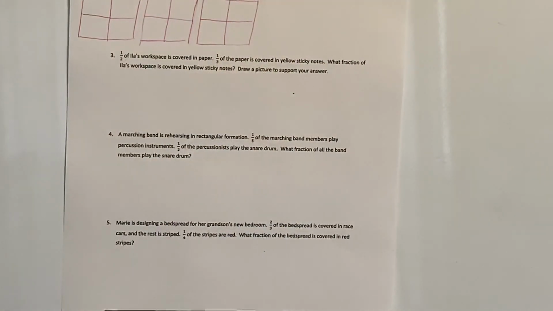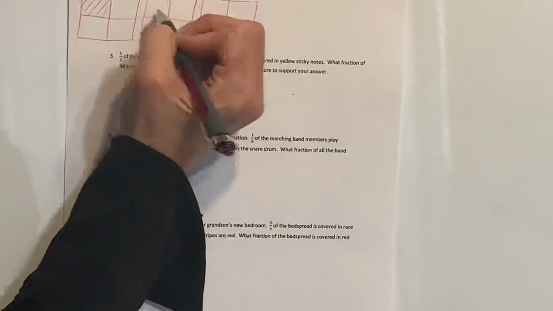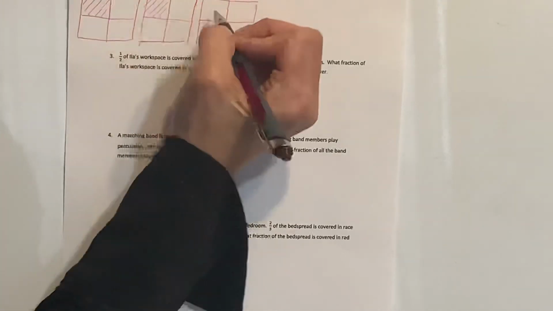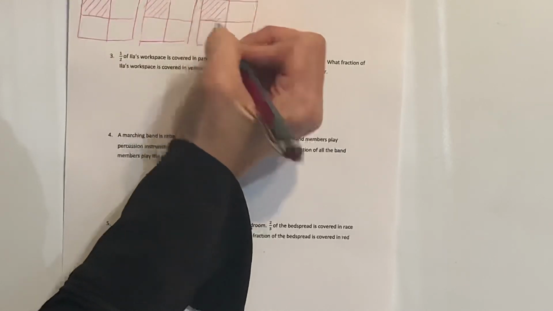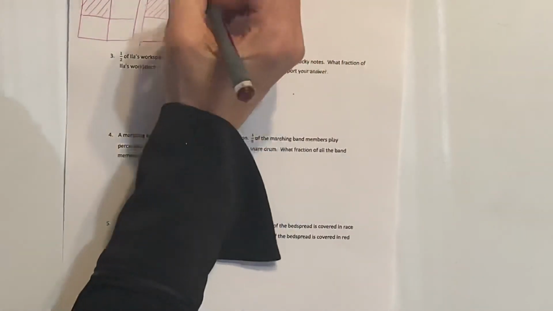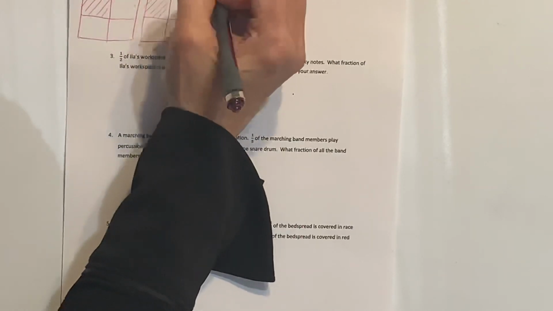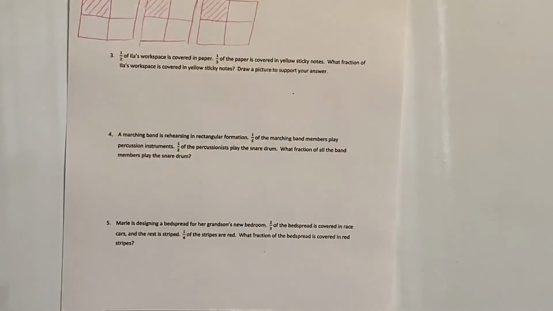All right. So I'm going to be taking 1/4 of each one. So I've got 3 whole and I want 1/4 of each one, which would give me 3/4. 3 times 1/4 equals 3/4.